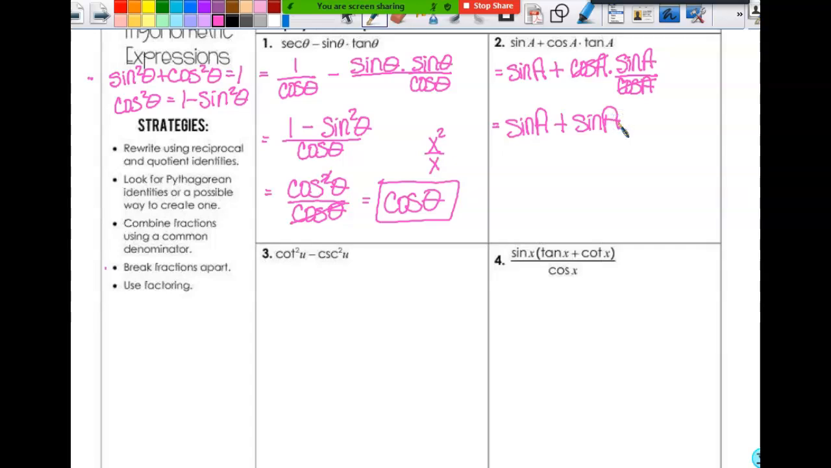And again, I'm not going to do weird things just because it's trig. If I have sine A plus sine A, that's going to give me 2 sine A. Every answer I get should be one term, no fractions. And sometimes it's a number, sometimes it's a trig expression. It just depends on what happens.